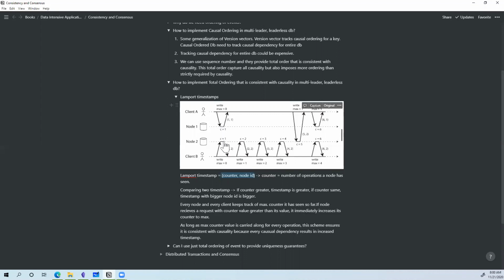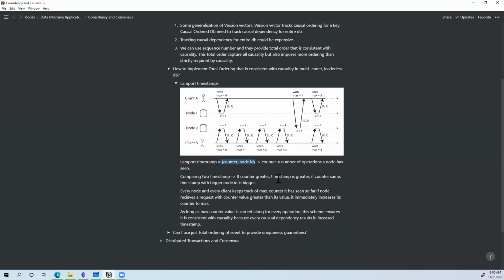So now if they want to order, because they don't know about these events, they will order them on the basis of node ID, so that the one which has a higher node ID will be taken as a higher timestamp. In this way, we have created a total order of the events, right? We know the entire order of these timestamps. We can put them in a total order.